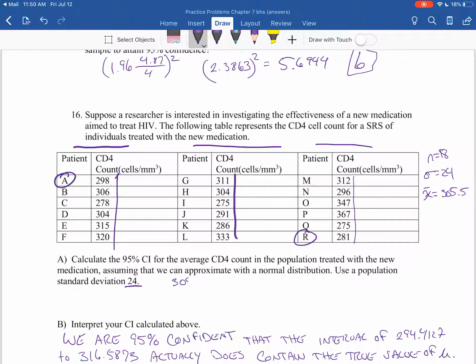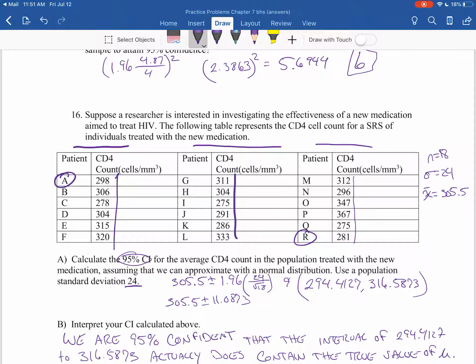Since we're given all that, we can now calculate our 95% confidence interval. So that's going to be 305.5 plus or minus, and just to hammer home, it's 1.96 times the margin of error, which is going to be 24 divided by the square root of 18. When you work all this out, you're going to get a value of 305.5 plus or minus 11.0873. Gives us our confidence interval of 294.4127 to 316.583, and that's at 95%.